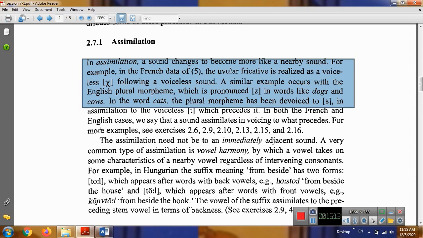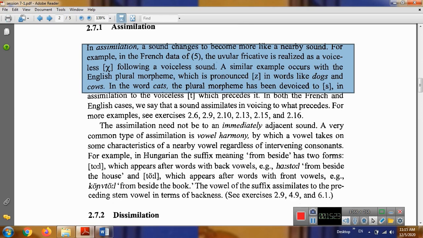In both the French and English cases, we say that a sound assimilates in voicing to what precedes. For more examples, you can see this part. The assimilation need not be to an immediately adjacent sound. Sometimes two sounds become similar to each other, but they are not nearby and not adjacent to each other, unlike these two sounds which are adjacent.